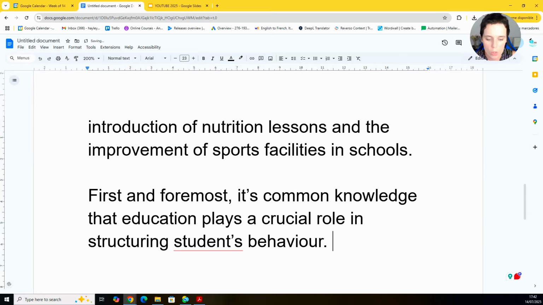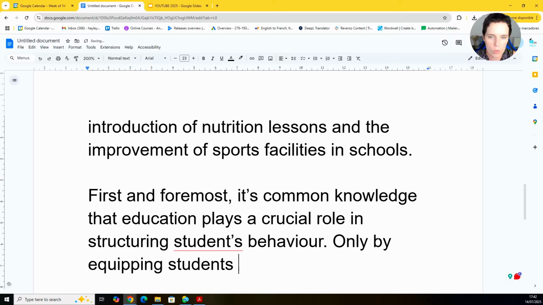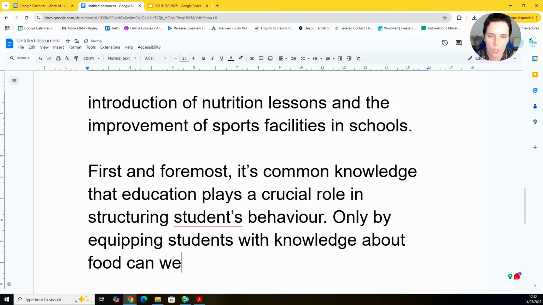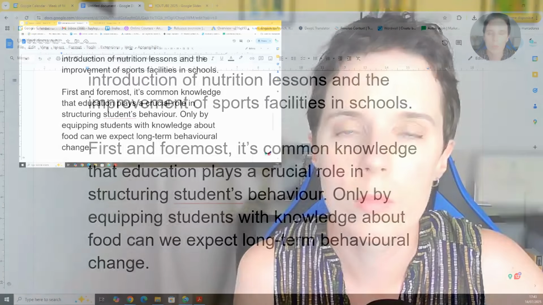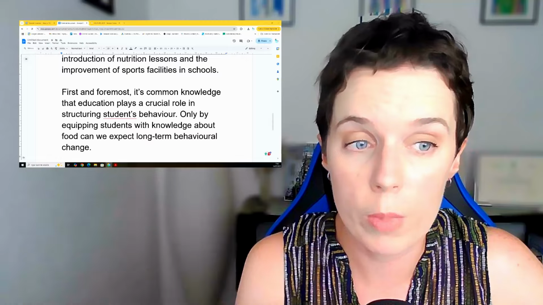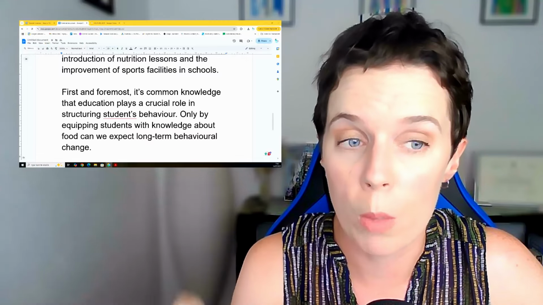I think I'm going to try and use an inversion here. Let's say only by equipping students with knowledge about food can we expect long-term behavioural change. Okay. So that is my explanation. Okay. Alright, so I've got my points, I've got my explanation. I've said I think it's useful and why.